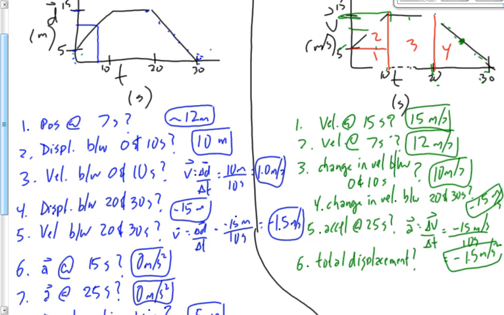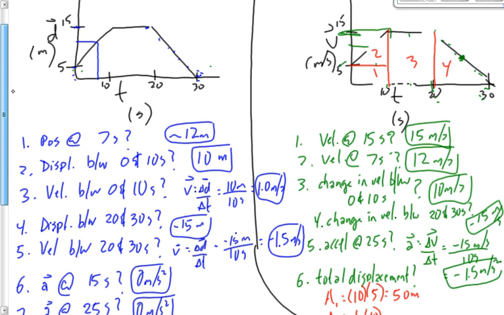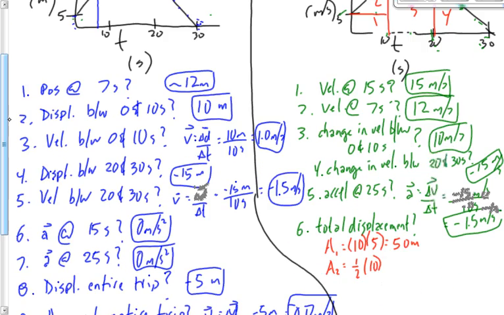Yeah, get the area. So the area of section 1, that's the easy one because it's a rectangle. It's base times height. It's going to be 10 times the height of 5. So the area of section 1 is 50. Section 2, the base is once again 10, but it's a triangle, so it's a half of the base. 1/2 base times height. Base is 10. The height goes from 5 to 15, so the height would be 10 as well. That area is 50 meters as well, just by coincidence.